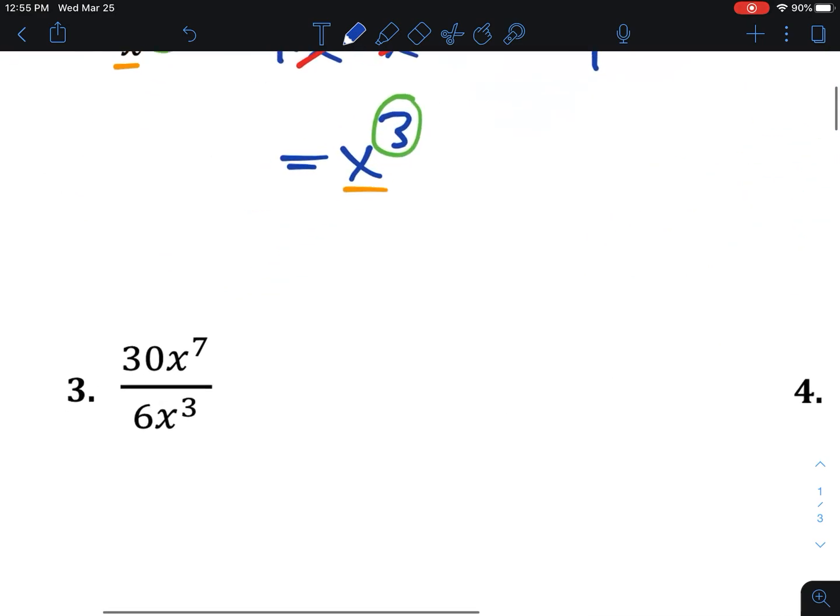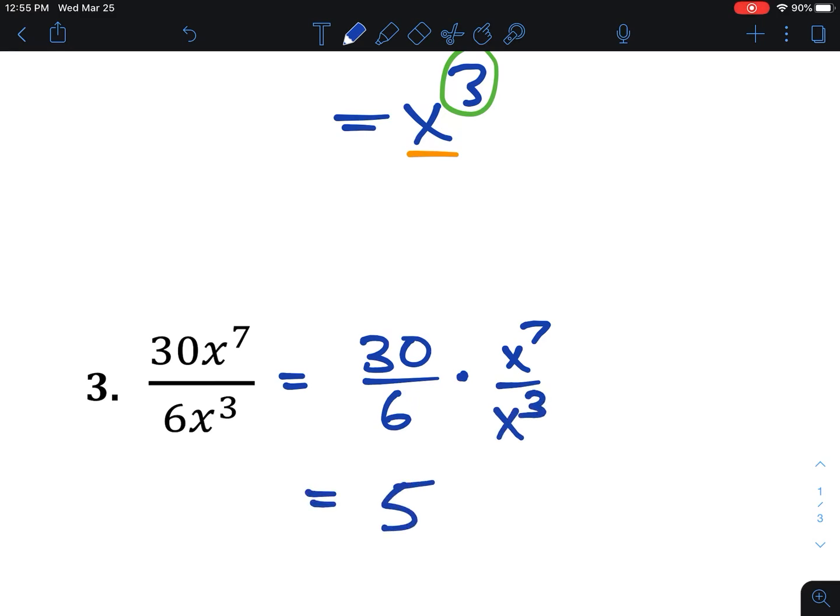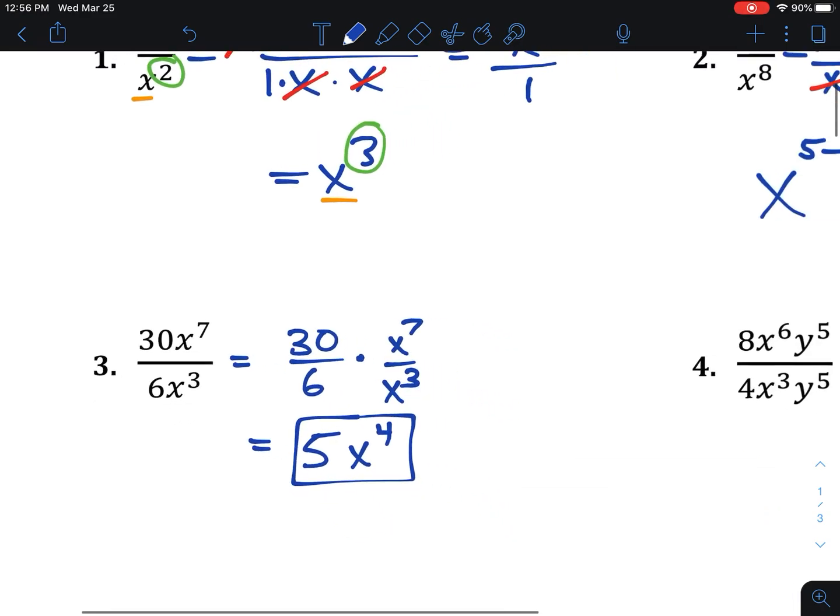Okay, another quick couple examples here. We've got another division problem. I split these problems up into the numbers and the x's like this. And then I just divide the numbers here, so that would be 5. And then the x's, well, again, keep the base, subtract the exponents. So that's 5x to the fourth. If you want to write it all out, you can, but you definitely don't need to.